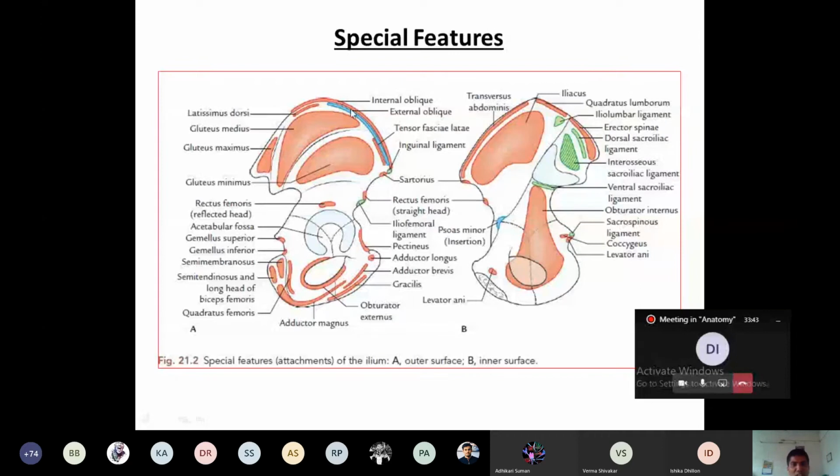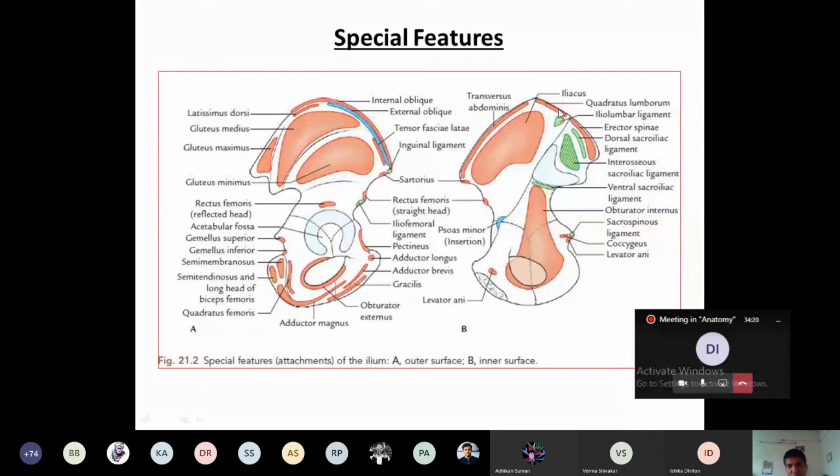And now this internal oblique originates from the intermediate area of the iliac crest. See here, this one is the internal oblique muscle of the abdomen, which originates from the intermediate area of the iliac crest. Okay, and if you go into the inner lip, in the diagram you can see this one is the inner lip. The inner lip provides origin to the transversus abdominis muscle, right? And if you go into the posterior part of the inner lip, there is origin of the quadratus lumborum muscle.